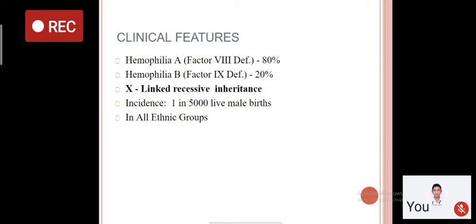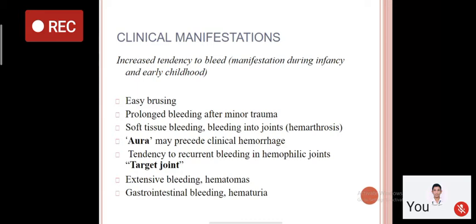So the clinical features, which we have already seen: most of the patients will have an increased tendency of bleeding, especially diagnosed during infancy or early childhood, whenever there are chances of easy bruising or mild trauma. There may be prolonged bleeding. There could be soft tissue bleeding, bleeding into the joints.